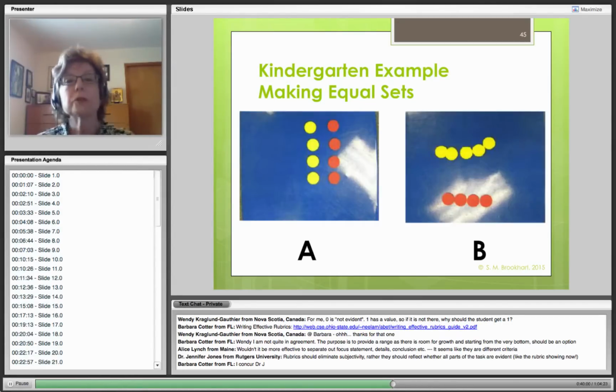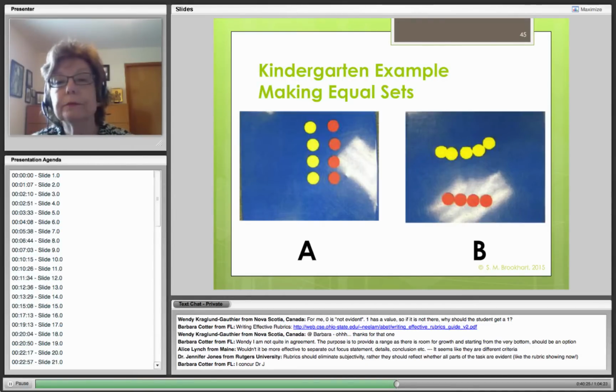So student A is making a set of 4 and another equal set of 4. Most people, when I use this in a workshop where I can actually ask people to rate them, give this a 3. They're lined up, there's a one-to-one correspondence, they match, and the sets are in fact equal.